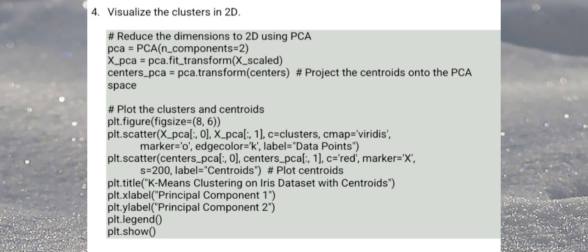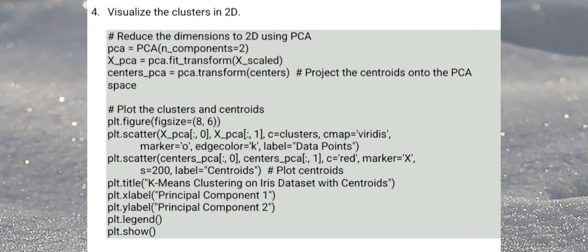Reduce dimension to 2D using PCA. This means PCA will reduce the original features of the iris dataset, which are 4 dimensions: sepal length, sepal width, petal length and petal width, down to two principal components. X_pca equals pca.fit_transform. The fit_transform method is called on the X_scaled data.